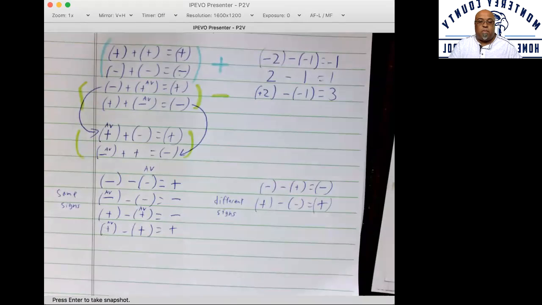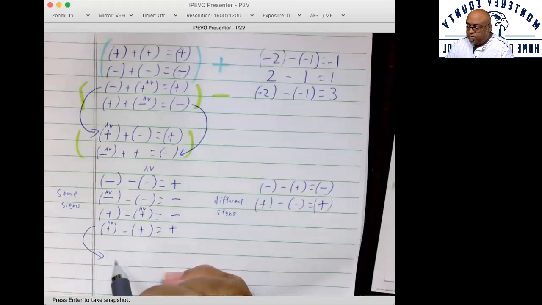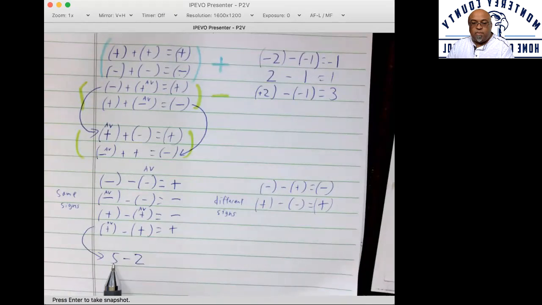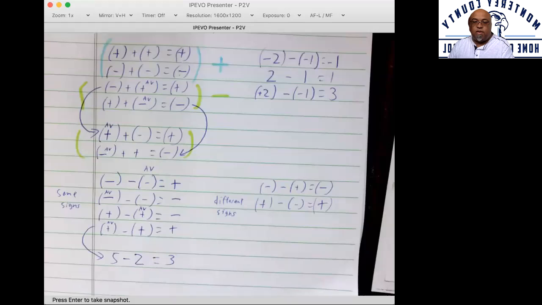Now, out of these problems, the only one that is sort of the natural, second-grade type problem would be this one. I have a number with a greater absolute value minus another positive number with a lesser absolute value, and my answer is a positive answer. 5 minus 2 is 3. Now these other scenarios are a little bit more confusing.